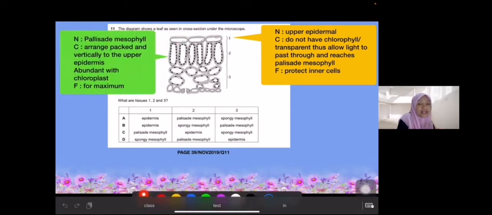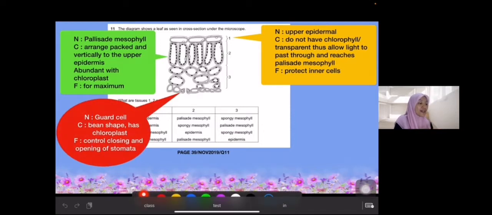Okay, how about the second layer? Second layer, the name is palisade mesophyll. Dia punya characteristic, they are arranged packed and vertically to the upper epidermis. They have abundant with chloroplast. Okay, for what? For maximum photosynthesis. Ada missing words dekat sini. Sorry, masa teacher ubah-ubah tadi.